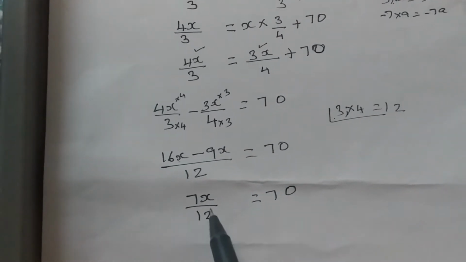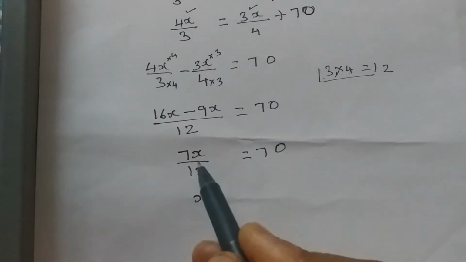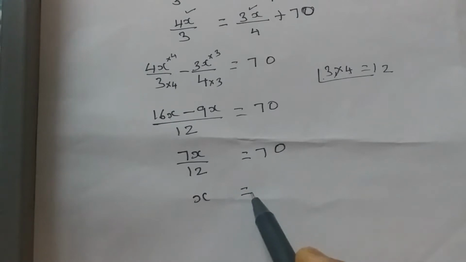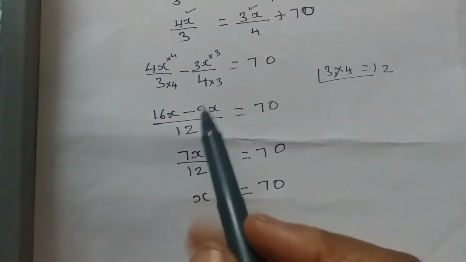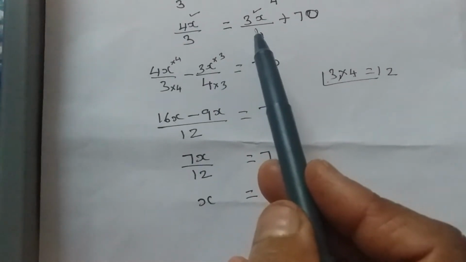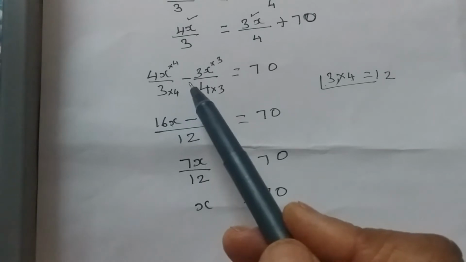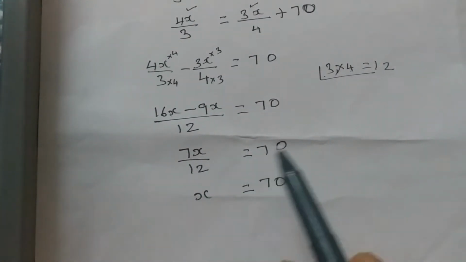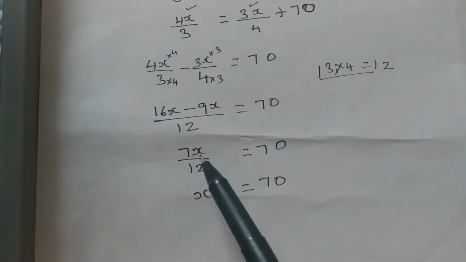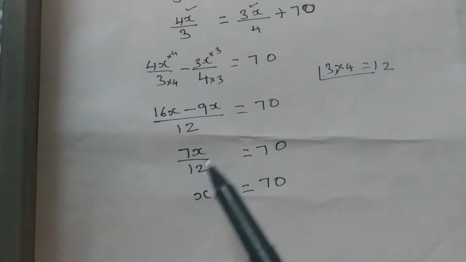Now we have to find the value of x. Keep only x on the left hand side. Move the rest of the numbers to the right hand side. So what is on the right hand side? 70 as it is. Now as in the previous step, as we changed plus 3x by 4 into minus 3x by 4, plus becomes minus, minus becomes plus, and multiplication becomes division, division becomes multiplication when you change a number from left hand side to right hand side or right hand side to left hand side.